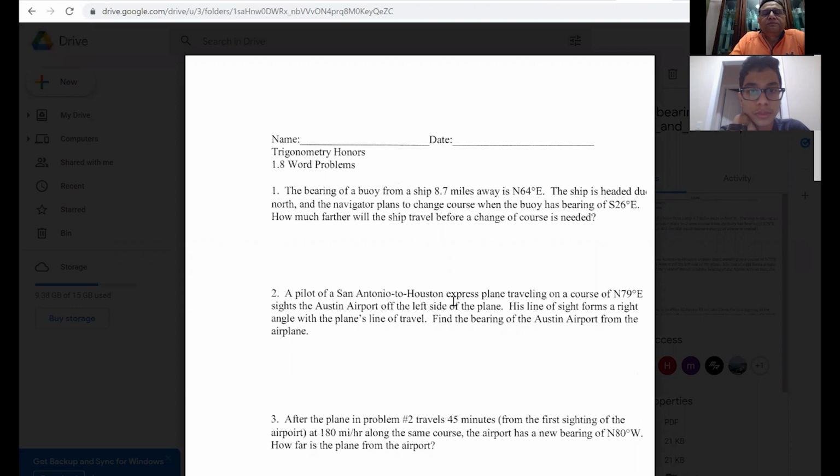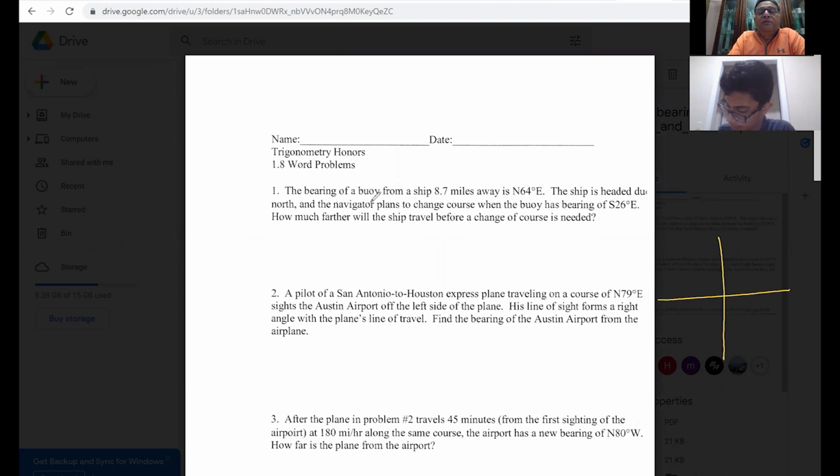The bearing of a buoy from a ship 8.7 miles away is north 64 east. The ship is headed due north, and the navigator plans to change course when the buoy has a bearing of south 26 east. How much farther will the ship travel before a change of course is needed? Okay, so let's make a diagram here. We'll make a small one first.